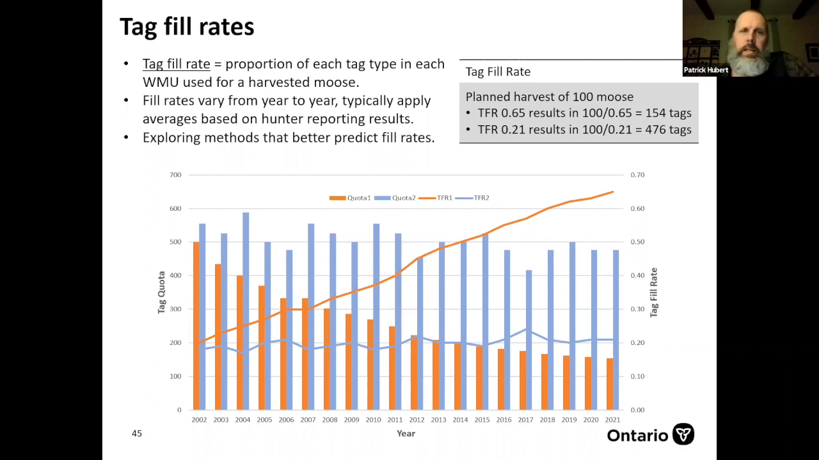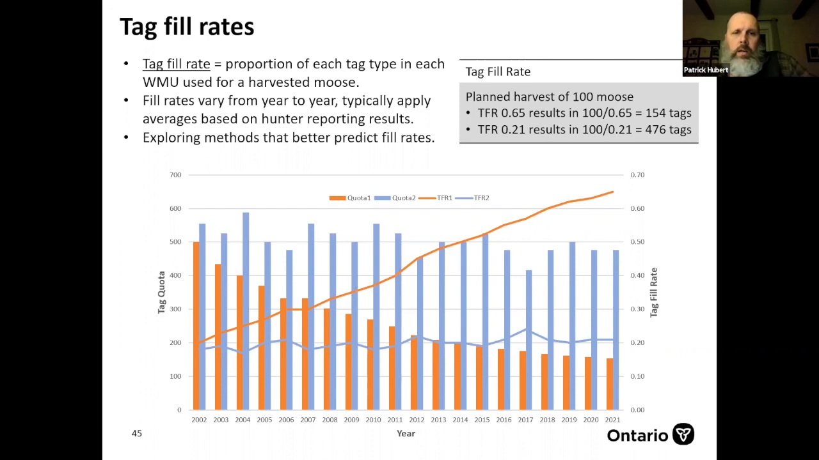And so our fill rate is generated from our hunter reporting information, which is one of the 2 key pieces in addition to the moose aerial inventory estimates that we use in our harvest planning process. And it gives us a proportion of each tag type in each WMU that was used to harvest a moose. Fill rates, of course, do vary from year to year. A lot of factors influence fill rates. Weather is a big one, of course. And so rather than just going with a single year fill rate, we have historically or traditionally used an average, and that takes some of the variability out of those estimates. Still captures the longer term trends, but it takes out that annual variation.